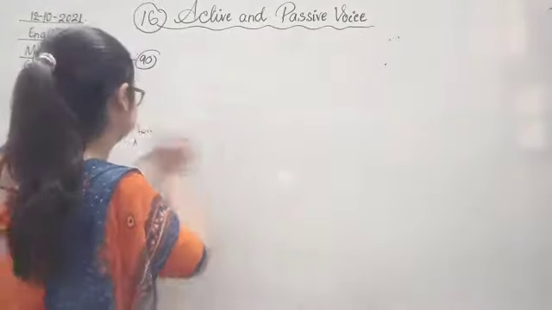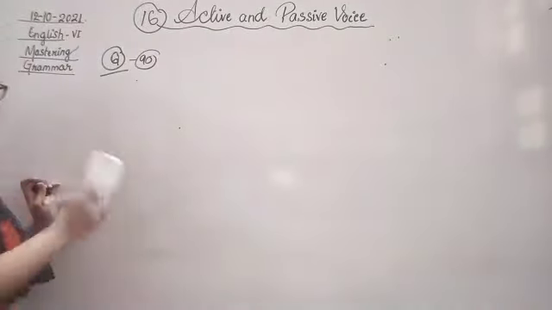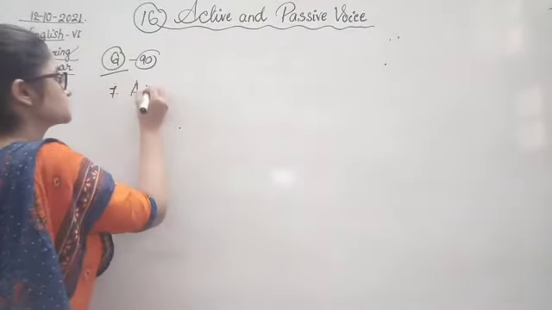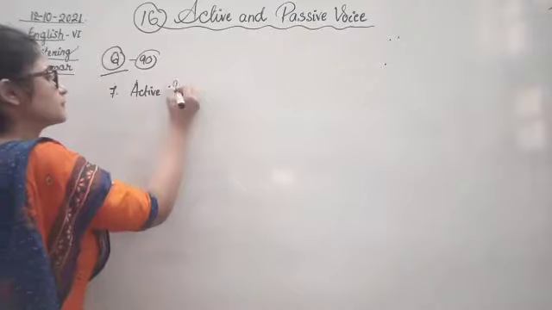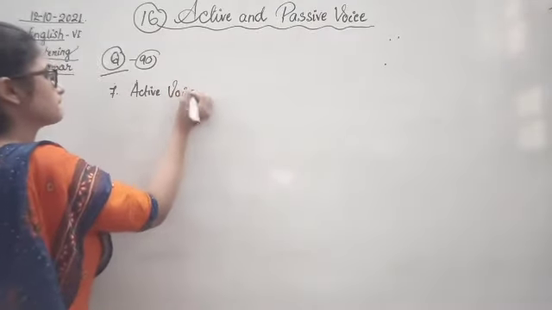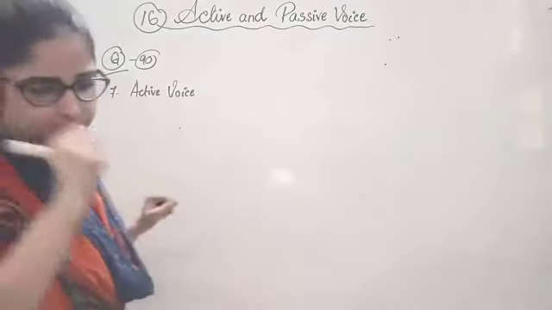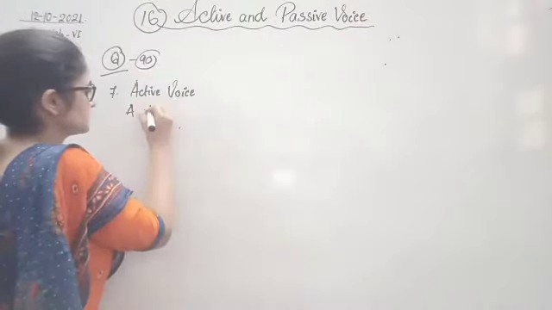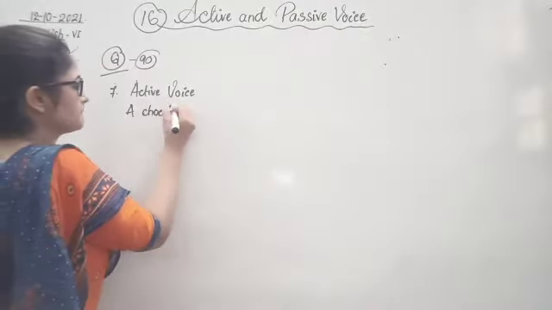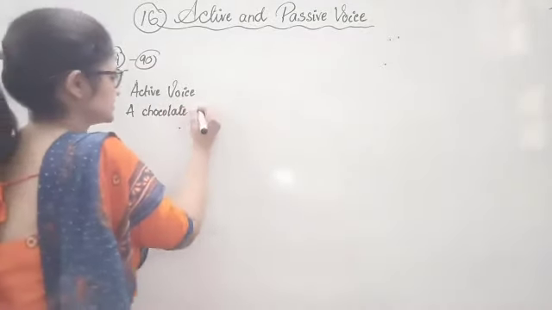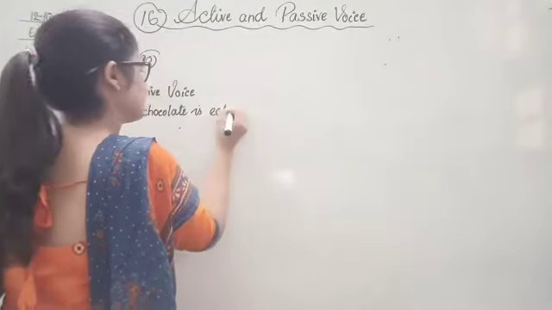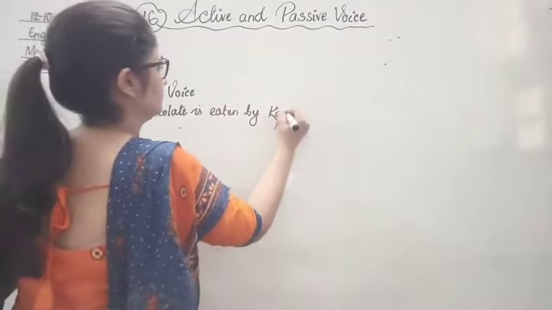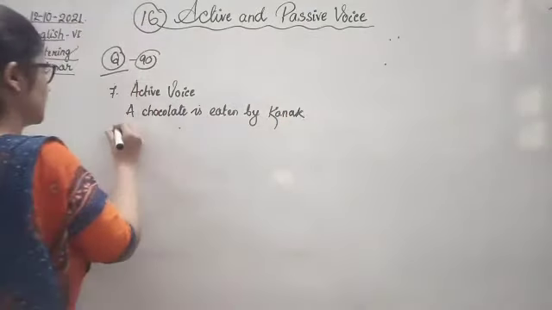Number 7. 7 is in active voice. Okay, and Kanak eats a chocolate. A chocolate is eaten by Kanak. Yes.